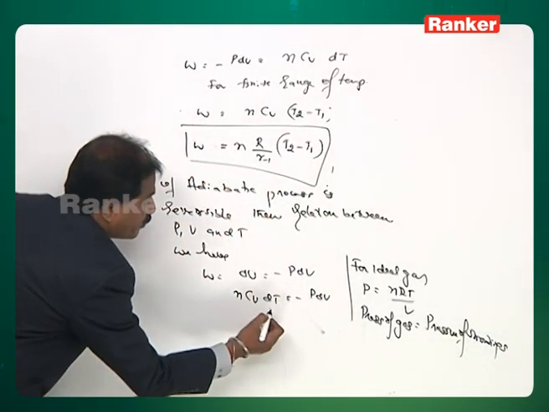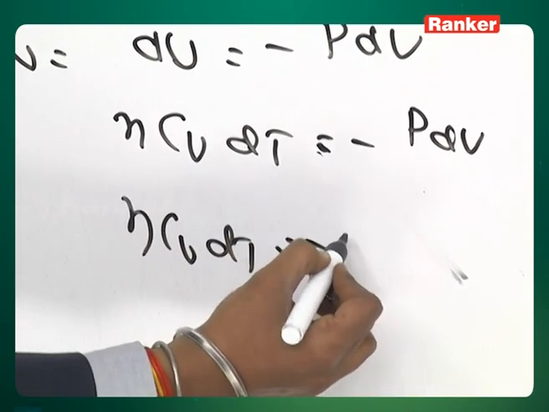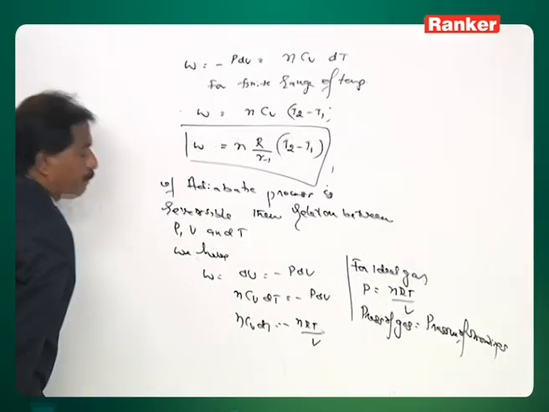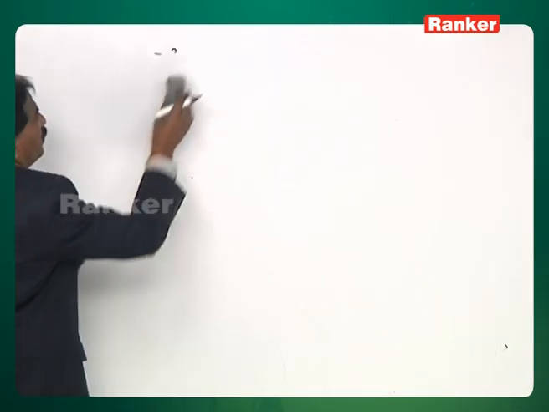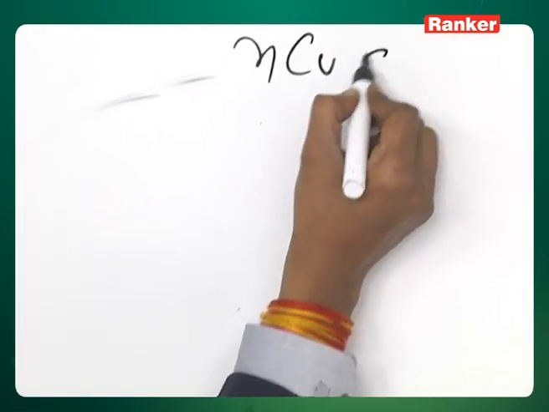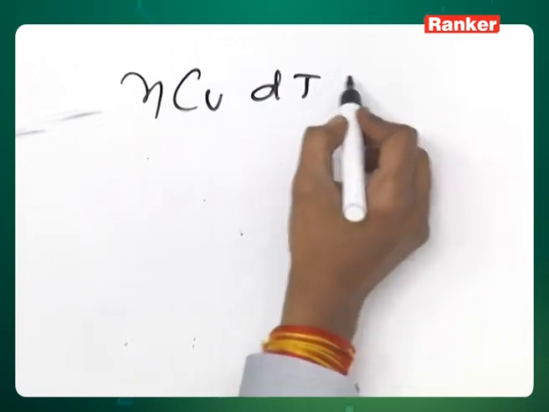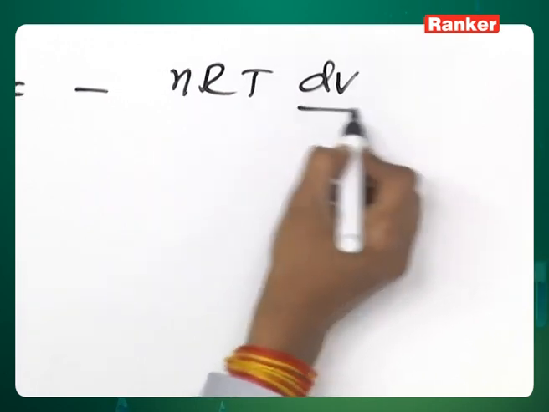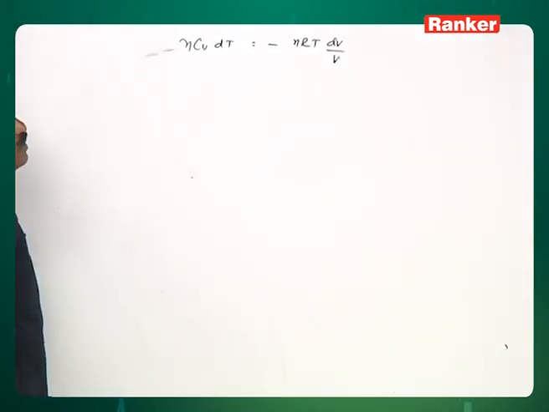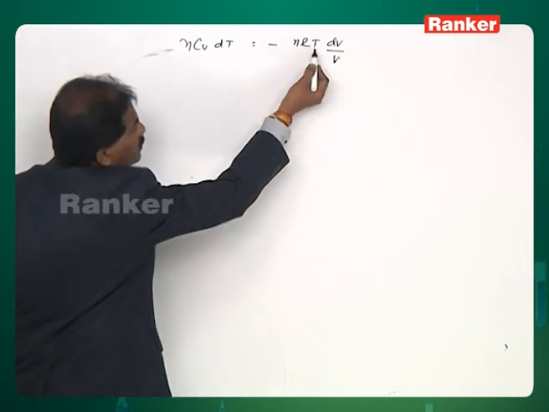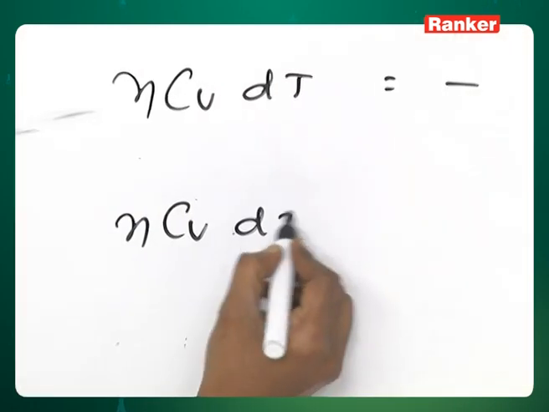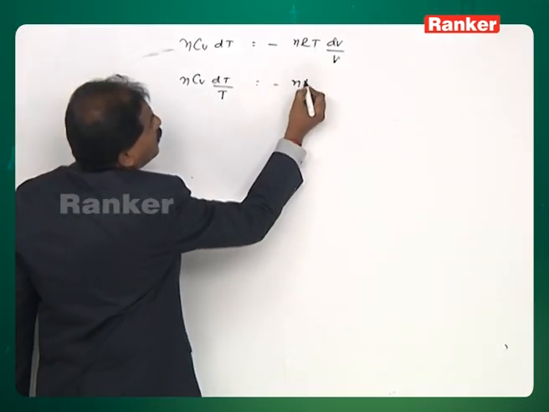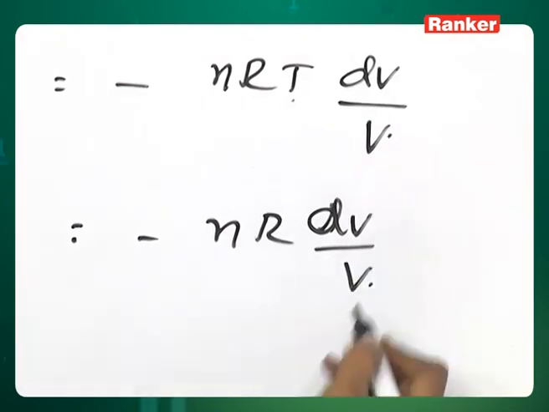Therefore, here nCv dT equals minus, in place of P we can substitute that term nRT by V. The next step is nCv dT is equal to minus nRT dV by V. Next, bring this temperature this side. nCv dT by T is equal to minus nR dV by V.